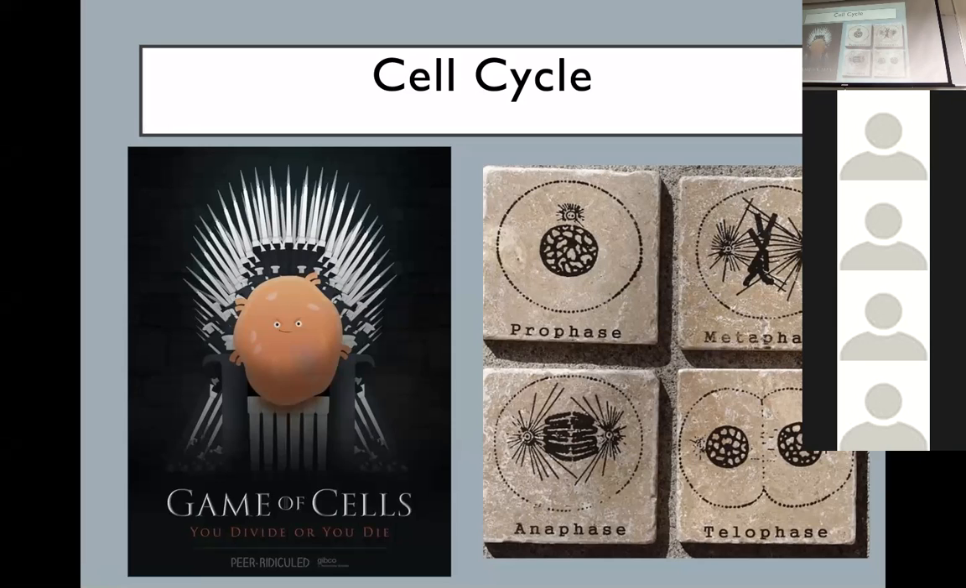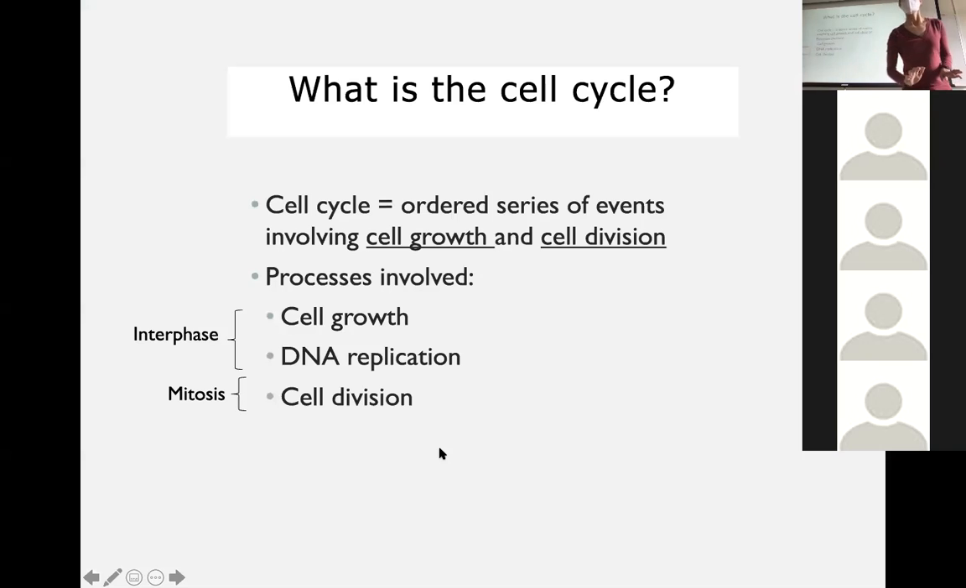So that's what we're going to talk about with this chapter. And if you remember the term or have heard the term mitosis, that's going to be the last half of this lecture, just the splitting of a cell. So what is the cell cycle? If you break it down, it's an ordered series of events that involves cell growth. So the cell actually does grow in size and then it divides. So cell growth and cell division is the overall cell cycle.